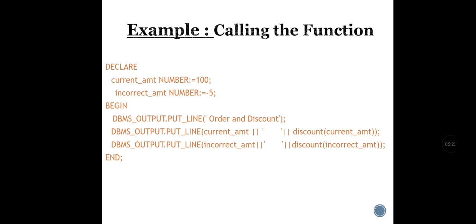This is the method used for calling the function. Function name, and in the brackets give the argument list. Example, discount of current amount. Discount is the function name and current amount is the parameter.